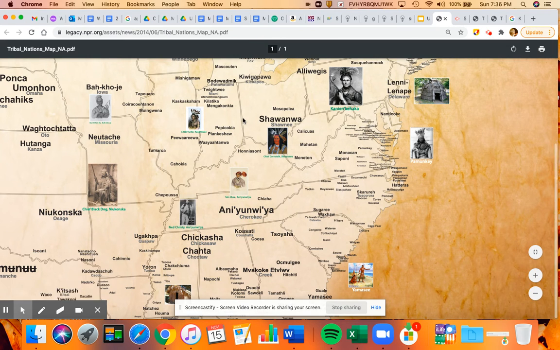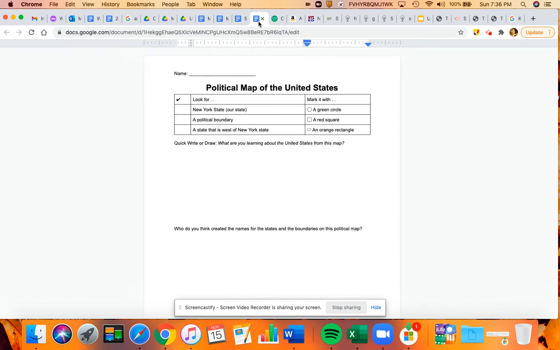Today, you're going to explore both of these maps. You will be thinking about the political map of the United States and searching for some parts of the map. You're going to look for New York State and mark it with a green circle, a political boundary and mark it with a red square, and a state that is west of New York State and mark it with an orange rectangle.